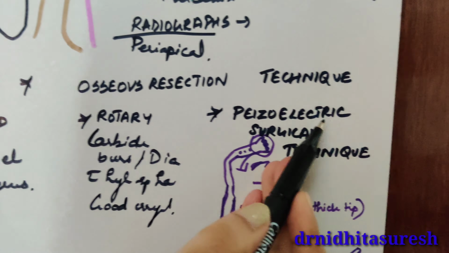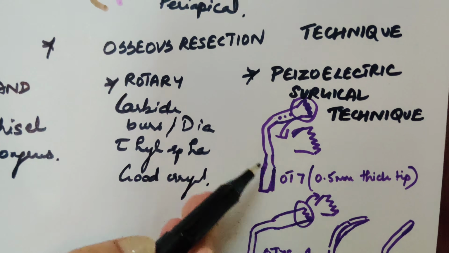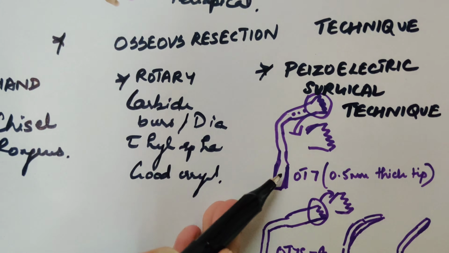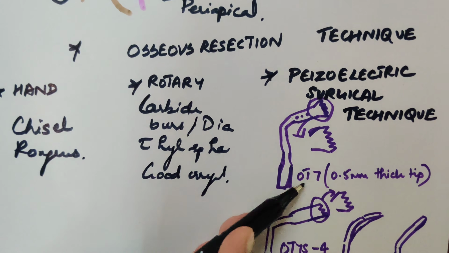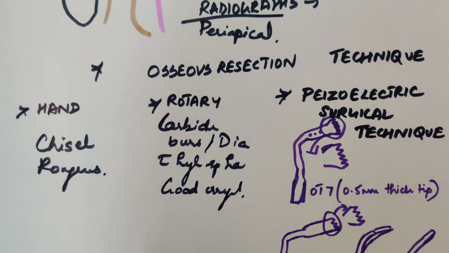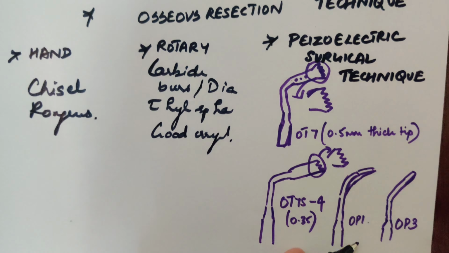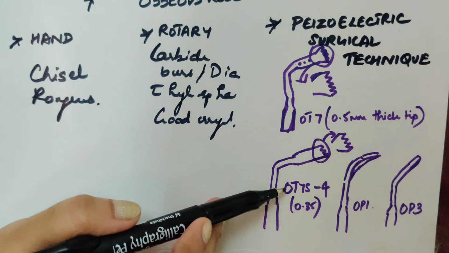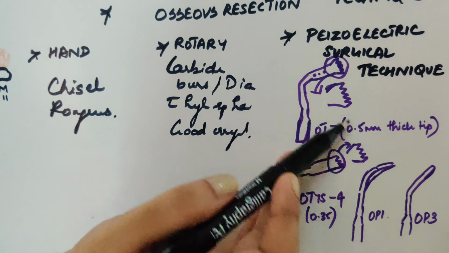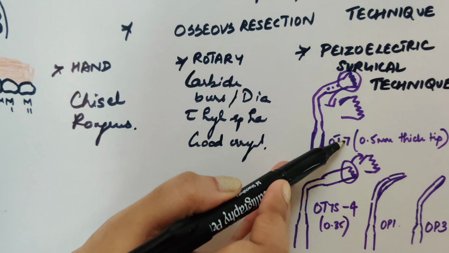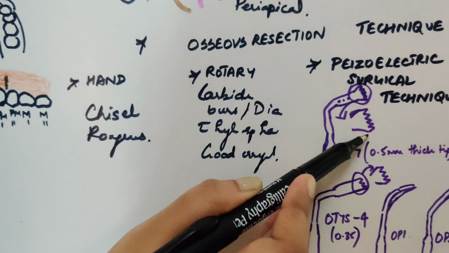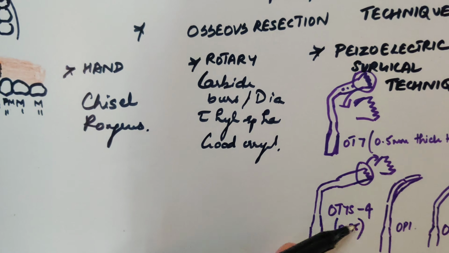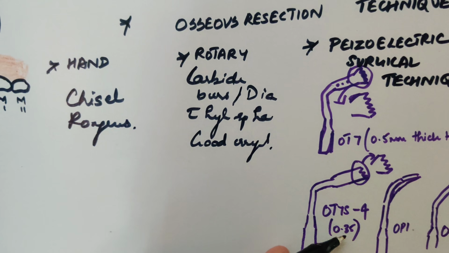Okay, in piezoelectric surgical techniques, you can do both ostectomy as well as osteoplasty. For ostectomy, you use the OT7 and OT7S4 tips, and for osteoplasty, you use OP1 and OP3. So these ostectomy tips basically differ in their thickness. Here OT7 is 0.5 mm thick, and OT7S4 is going to be 0.35 mm thick.